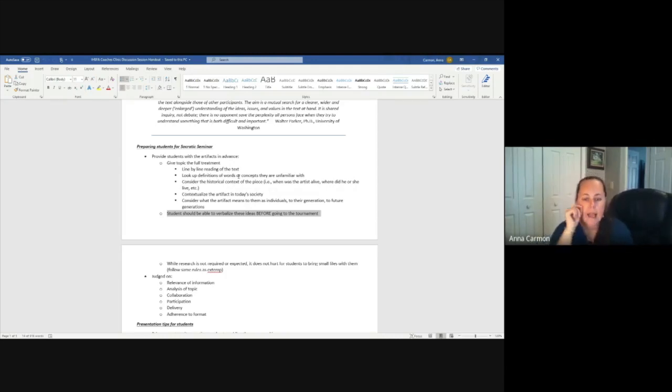And then I have them look up or highlight any definitions of words or concepts that they might not be familiar with. And that can be as simple as vocabulary words from the poem or other words that they may not have seen before. I ask them to consider the context of the piece. So look up who the author is, what's the history of the prison system in the U.S., and things of that nature.